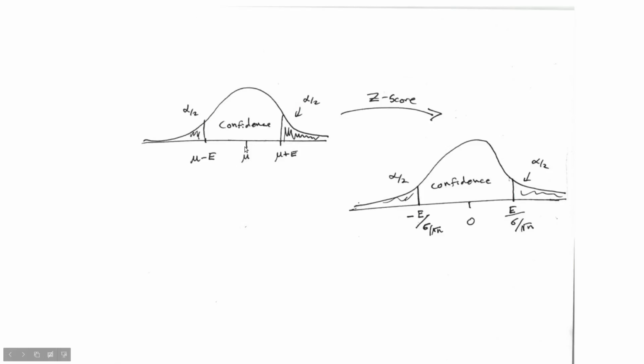Now, so I can talk about this in a more comfortable way, I take the z-score of it. When I take the z-score, we're still normally distributed, but now our mean is here at 0, and the upper limit of the interval is e divided by our standard error of the mean, and the lower end of the interval is negative e divided by the standard error of the mean. We still have the same probability of alpha over 2 at each end that we had before.